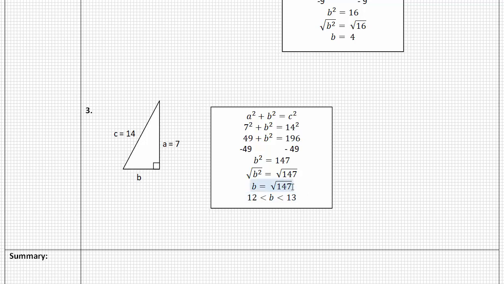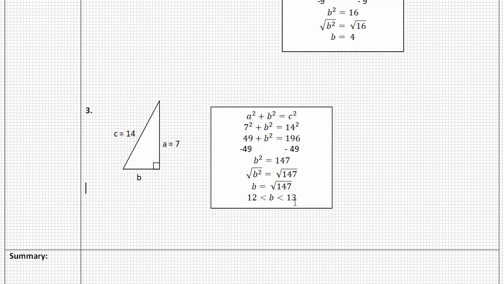So 147 is not a perfect square, and so we can leave our answer in radical form, but we want to make sure we understand about what value we're expecting. So we know it's a decimal between 12 and 13, probably closer to 12, since 12 squared is only 3 away from 147.